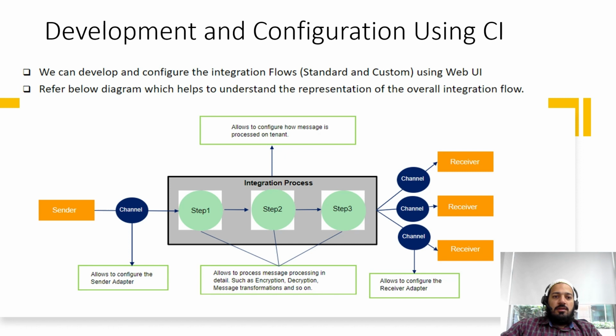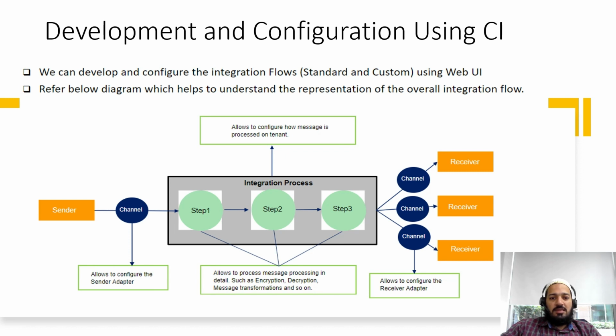In the development and configuration of CI, we can develop the integration flow with a standard and custom set of rules using the web UI. Below, you can refer to the diagram to understand the overall integration flow. The sender sends messages through a channel into the integration process. It allows us to configure the sender adapters. Once the message is received in the integration process, it goes through step one, step two, step three.